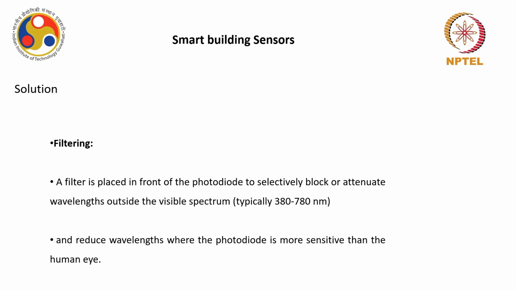The solution people have come up with is filtering and then calibration. An optical filter is placed in front of the photodiode to selectively block or attenuate wavelengths outside the visible spectrum, because those are not considered by the human eye, and to reduce wavelengths where the photodiode is more sensitive than the human eye.